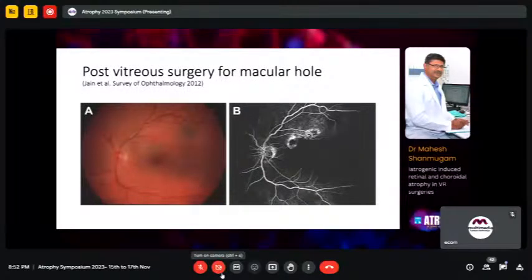This is a patient who underwent vitrectomy for macular hole, and this is a slide I have borrowed from an article by Jain et al. in Survey of Ophthalmology in 2012. In the postoperative period, they found these areas of pigmentation beneath the retina. Unfortunately, it does not involve the fovea. And on fundus fluorescein angiogram, we can see areas of hypofluorescence. So what is this an example of?